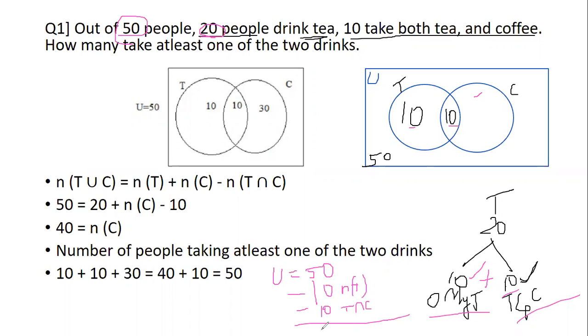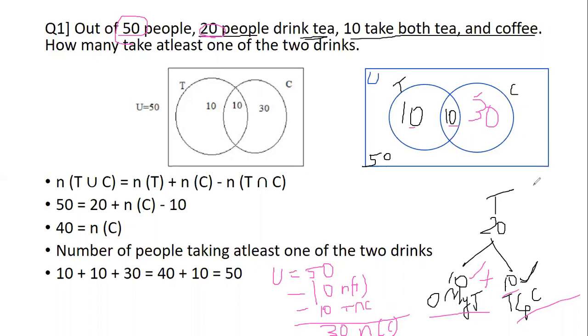Now, how much do I get? I get 30. 50 minus 10 is 40, minus 10 is 30. Now, this is gonna be N of C, C alone. 30 people here drink only coffee. They don't opt for tea at all. So they drink only coffee.